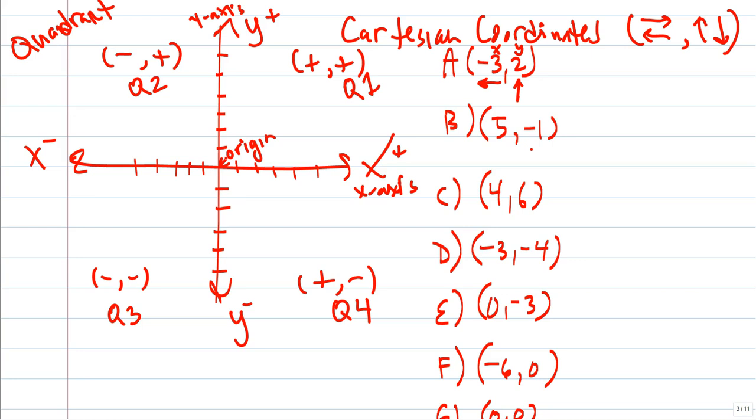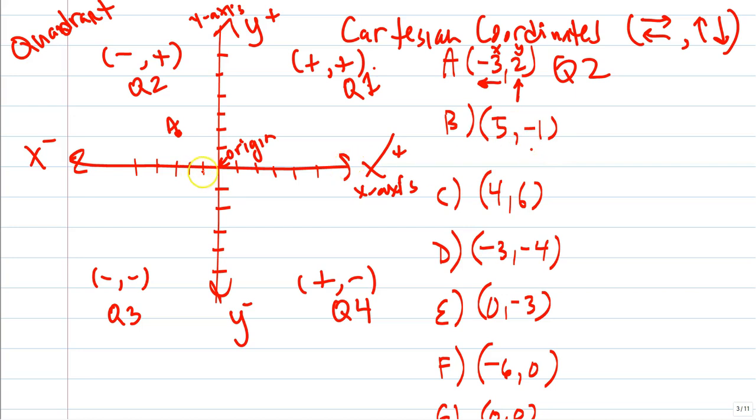That's where we begin. If you think about what origin means, if we talk about the origin of mankind, we're talking about mankind's beginning. So that's called the origin. 0, 0 is where we begin. And from there, I will go 3 to the left and 2 up. And that is point A. And it is in quadrant 2.